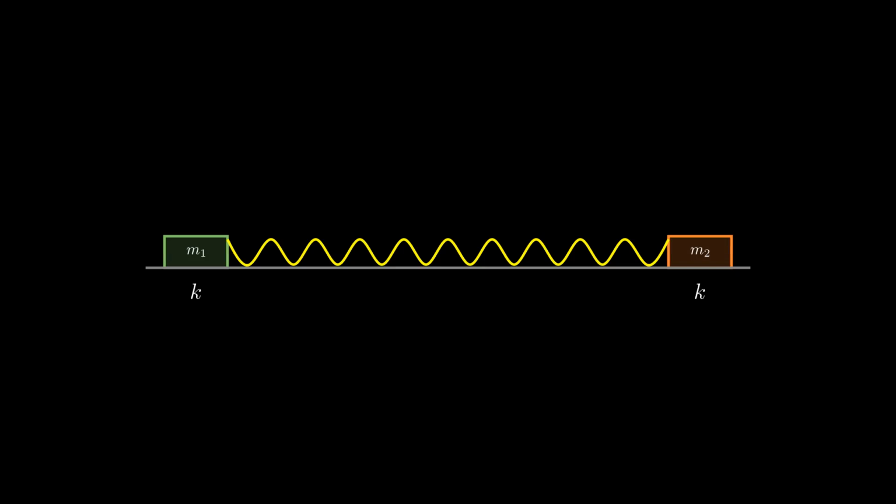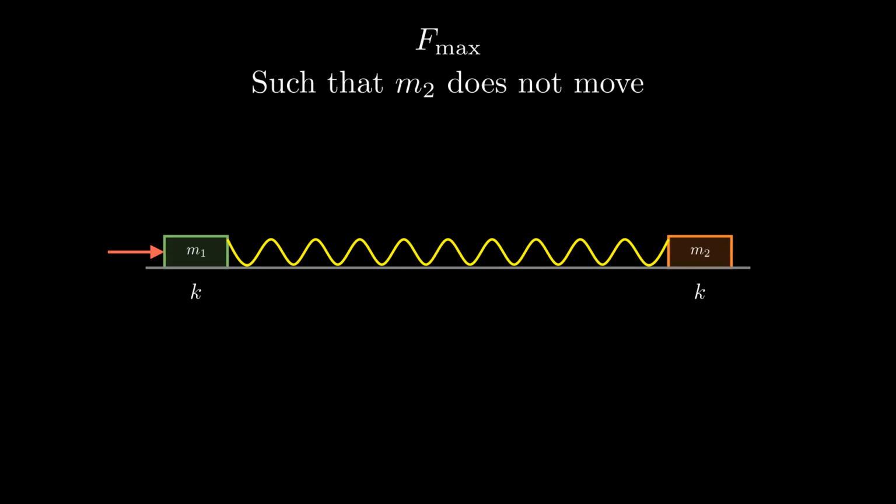Now suppose we apply a horizontal force F on M1 pushing it towards M2. Our goal is to find out the maximum value of this force such that the block M2 does not move.